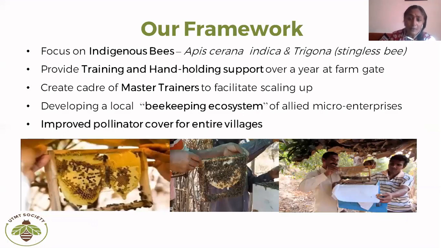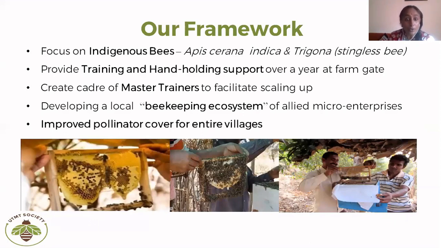We work on indigenous bees for a particular reason, because they are smallholder friendly. They are available across the country, from Jammu and Kashmir to Kanyakumari. It's low cost. You don't have to bring the bees from anywhere outside. And the other critical thing, which we've been talking about, which is increasing livelihoods, we actually provide training and handholding support for farmers for an entire year at the farm gate. This was actually a critical gap that most agricultural extension services suffer from. They train farmers for 15 to 20 days and think that the skill is gone. But actually, farmers require a lot more handholding.